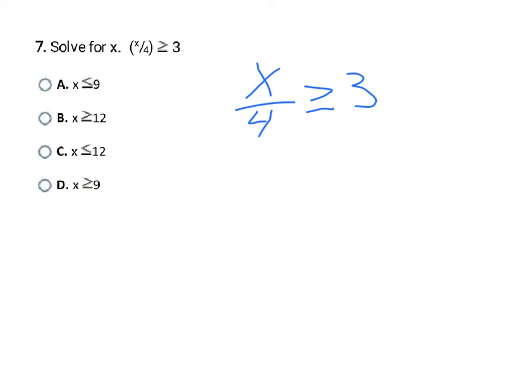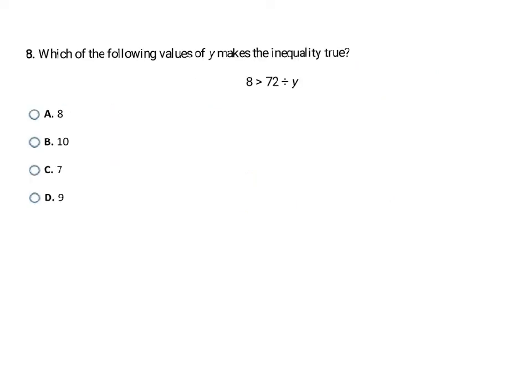So here I just rewrote the inequality and I went ahead and dropped the parentheses since there's no numbers before or after it. And here my x is being divided by a 4. So to undo that division, I'm going to have to multiply both sides by 4. And so that cancels out the 4's on the left side, and I'm just left with x. And then I still have my greater than or equal to. And then on the left side, 3 times 4 is 12. So that's going to be my final answer, which we see in choice B.